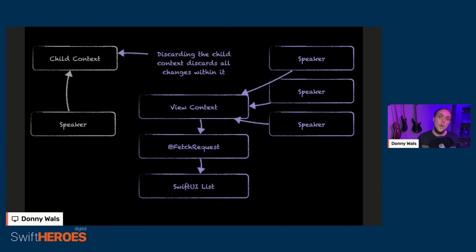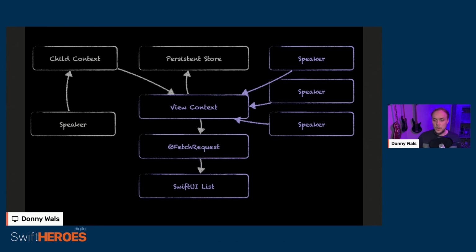So even if you would go for editing a speaker, if you would load a speaker into the child context, if it's a copy of a speaker that's currently in the view context, those changes are isolated. So as soon as you discard the child context and that instance of your speaker, the original instance will not be modified. Now, because I told you that the child context saves to the view context, that means it's not persisted automatically. To persist changes made in a child context, you need to save the child context to its parent and then save the parent to the persistent store.